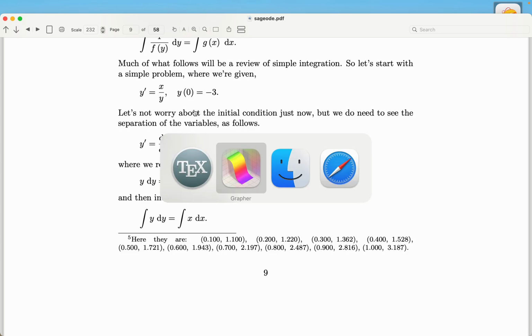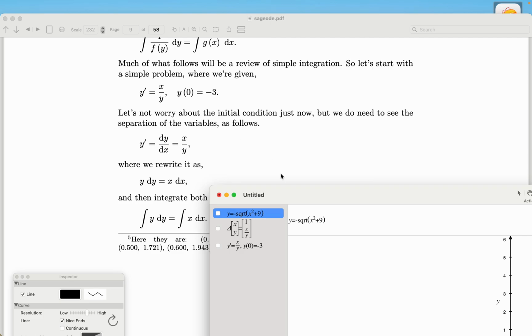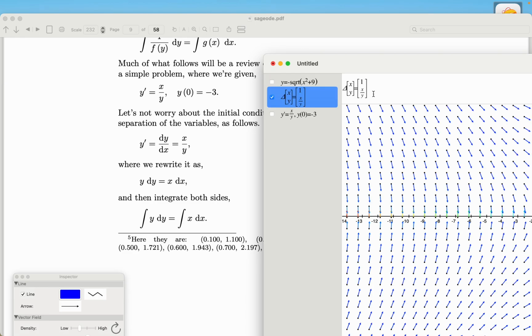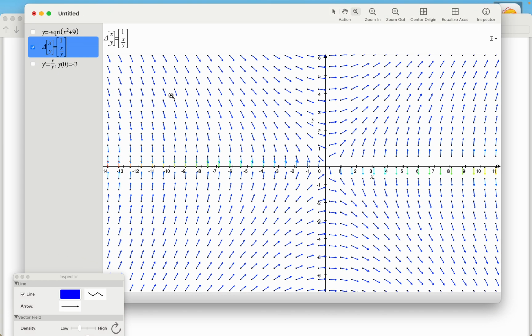So let me go to Grapher. We should be getting a little better at this. The first thing I'll do is the direction field. And what's that going to be? The derivative of x with respect to x is 1, the derivative of y with respect to x is x divided by y. So that's the first thing I put down, this over here. It's a direction field.